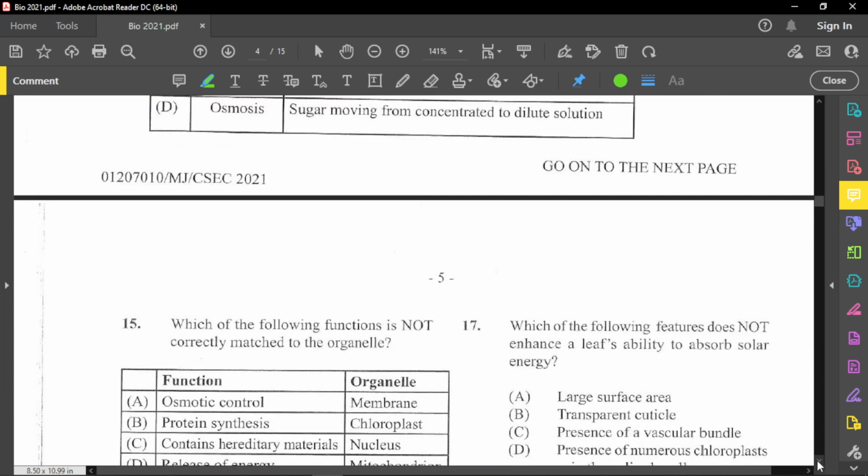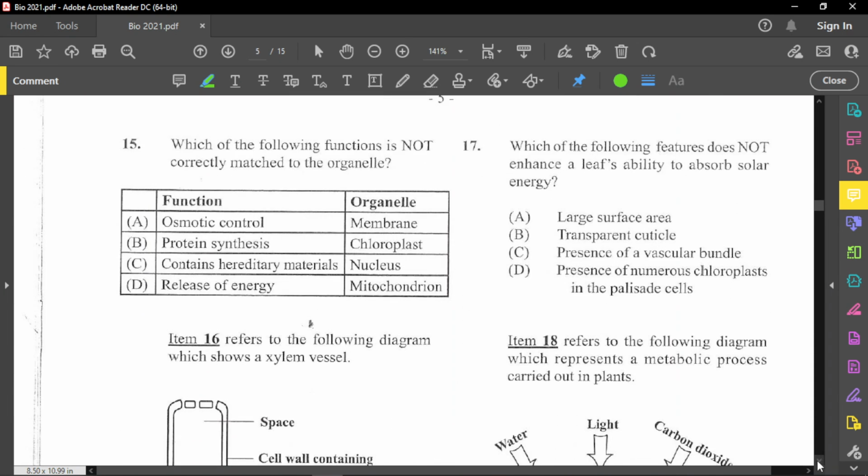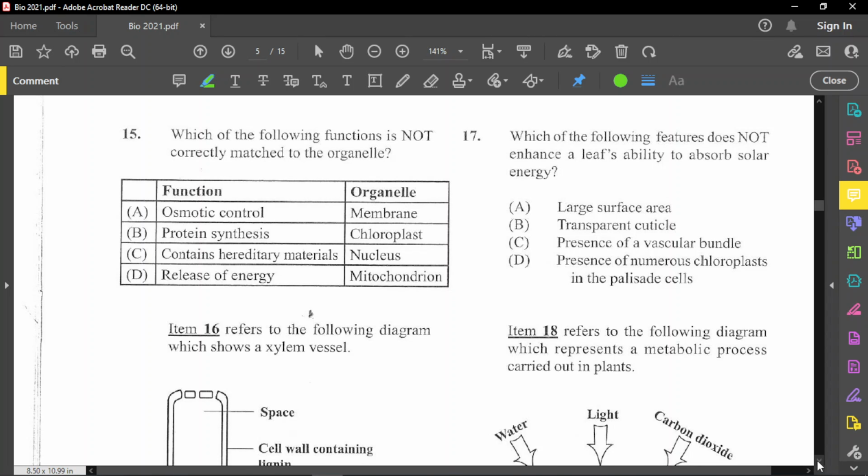All right, let's go to question number 15. Question number 15 says, which of the following functions is not correctly matched to the organelle? All right, and so we can run through this one really quick. Osmotic control, which is movement of water, goes through a membrane definitely. Protein synthesis is by chloroplast, which is not true. Chloroplast is for photosynthesis. So no, this is not a true statement right here. Okay, so the nucleus contains hereditary material, which includes DNA and chromosomes. So definitely that is a true statement. Mitochondria release energy, definitely.